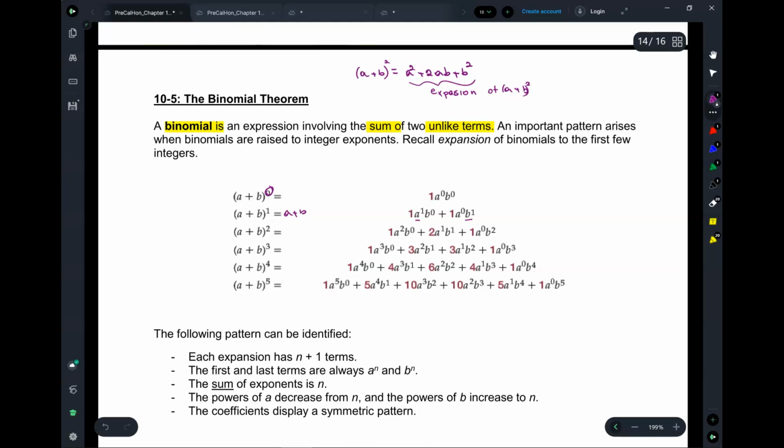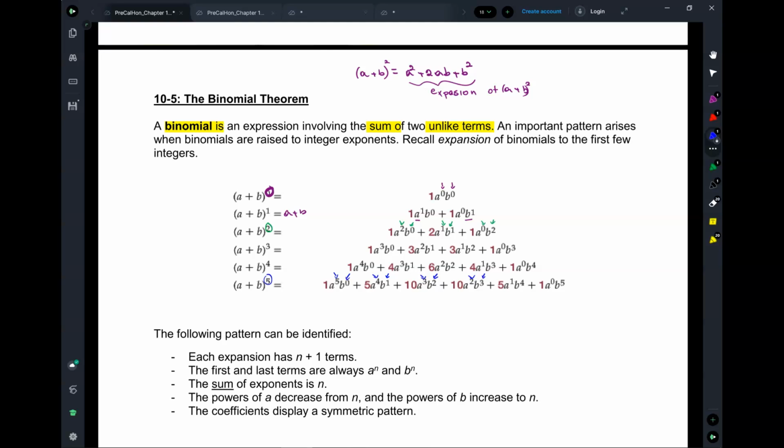In the first case, the exponent here is 0. And what's the sum of these exponents in that term? 0. Take a look at this one, a plus b squared. What's the sum of the exponents in each term? 2. Do you see that? Yeah. Let's take a look at this one, 5. What's the sum of the exponents in each term? 5. Do you see that?